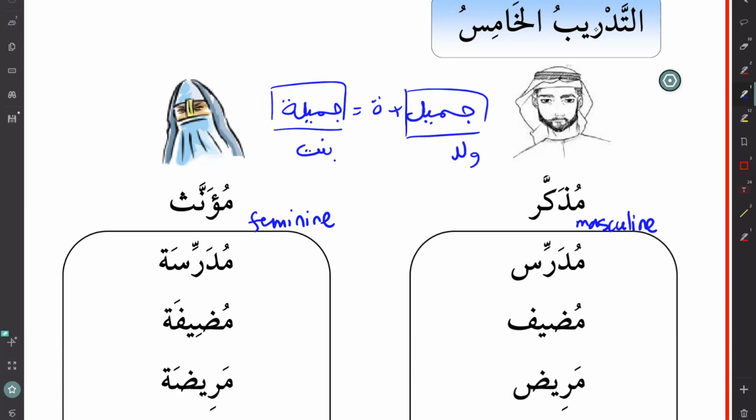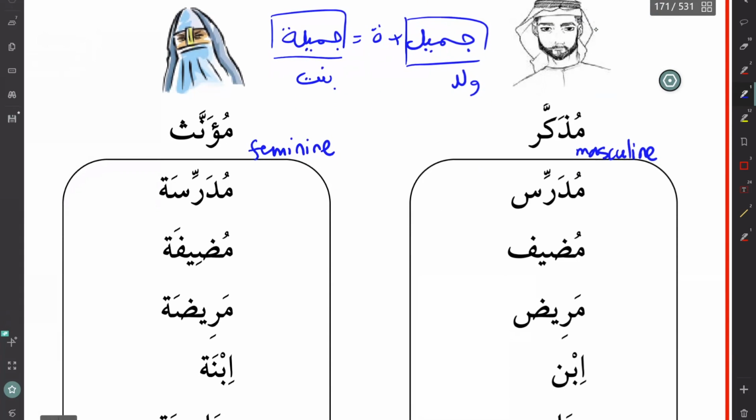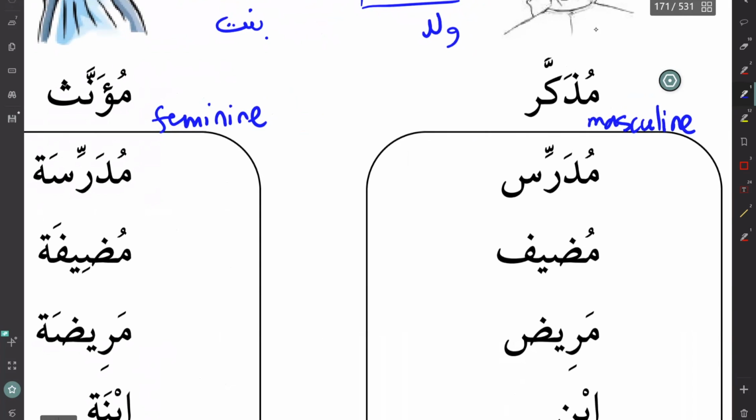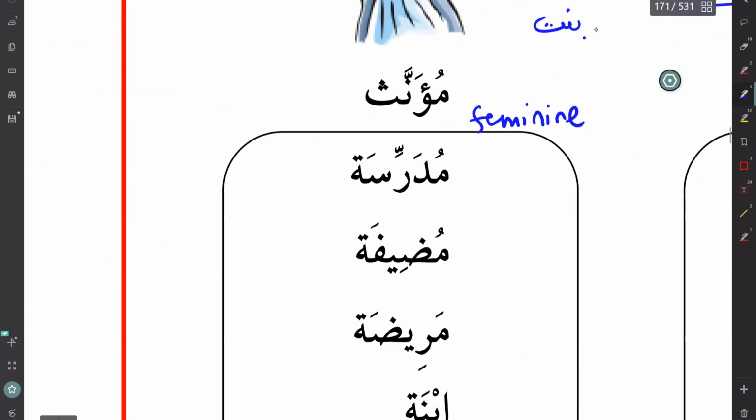And then we also mentioned that sometimes it works. Sometimes when you add ta marbuta, it works. And here they're showing you some of the nouns. When you add ta marbuta, it makes masculine into feminine. Okay, the first one we have mudarris. Mudarrisun is a teacher. How do you say a female teacher? When you say mudarris, it is very clear that you're talking about a male teacher. You cannot use mudarris for a female teacher. But then how do we say a female teacher? We simply add ta marbuta. Okay? And we have mudarrisatun.